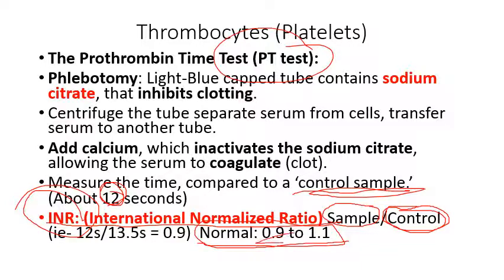Okay, I'll ask you a question. If the INR ratio is 0.5, does that mean that the patient's blood is clotting faster or slower than normal? Right? Of course, it's clotting faster than normal. Right? What if the INR is 1.5? Is the patient's blood clotting faster or slower than normal? Think about that.